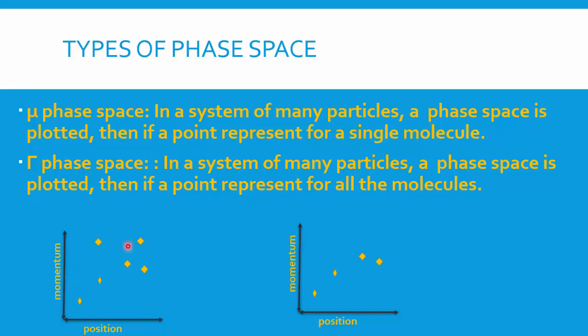So if the particle is in motion, there will be change in x, and because there is change in x, there will be velocity in x direction. That velocity multiplied by mass will give you momentum in x direction. So if there are many particles in a system, every particle will have x and px.